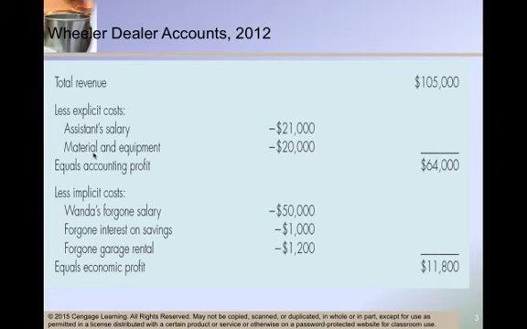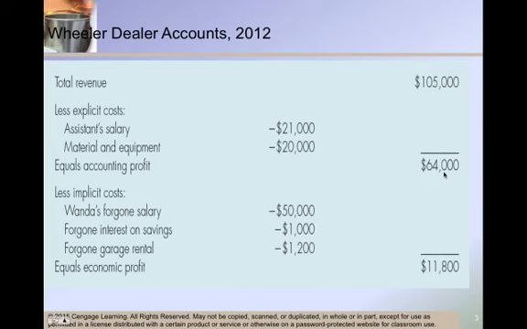Also, there's material and equipment. She's selling these airplane wheels, so she has to pay for the materials to go into producing them. That cost her $20,000. She's writing a check to the producer of those materials she used in her production. You can see her accounting profit is the total revenue, $105,000, minus her explicit costs. So $105,000, subtract $21,000 for the salary, subtract $20,000 for the materials used to produce the airplane wheels, and her accounting profit is $64,000.